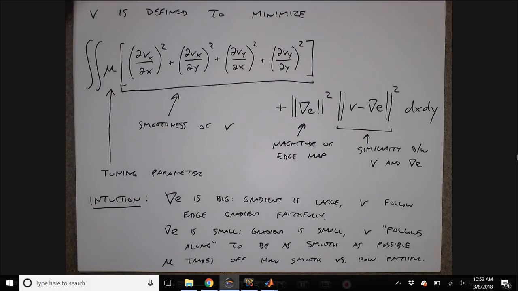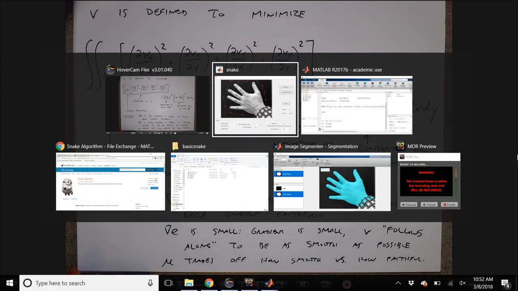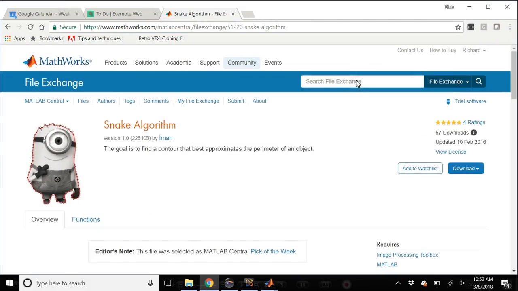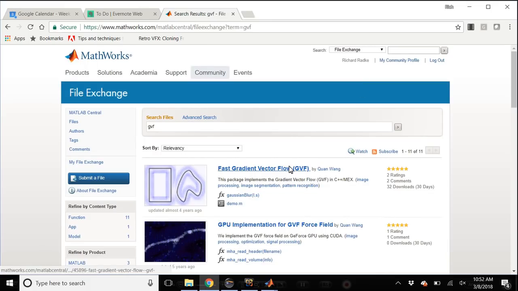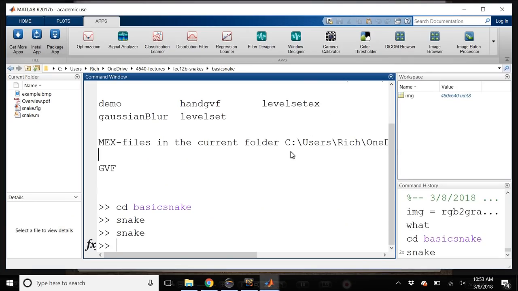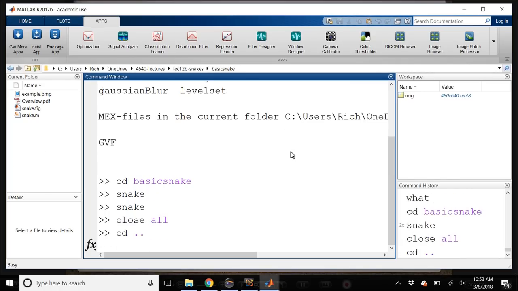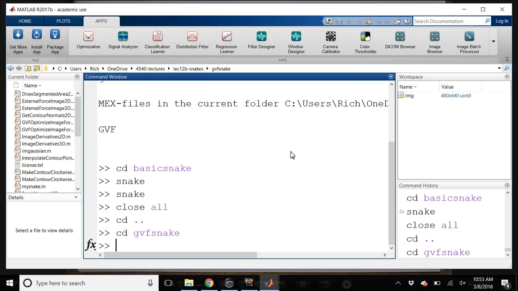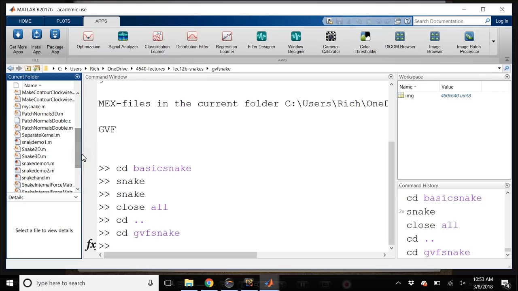So I'm going to go back to my MATLAB. And again, if you look in file exchange for gradient vector flow, or GVF, you're going to find a package that was written actually by one of our RPI alumni, Chuan Wang. And so let me just show you what we get here. I just wrote a little wrapper around these functions. I think that I just called it my snake.